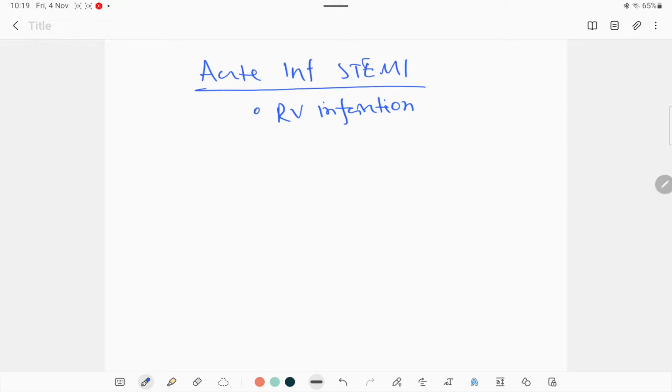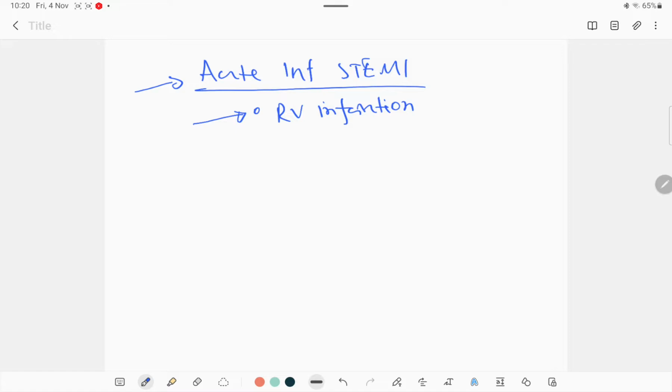This video is on if the ECG showing the acute inferior ST elevated MI without any definitive ECG sign of RV infarction, then what will you do? Sometimes acute inferior ST elevated MI patients have the RV infarction without ECG features.